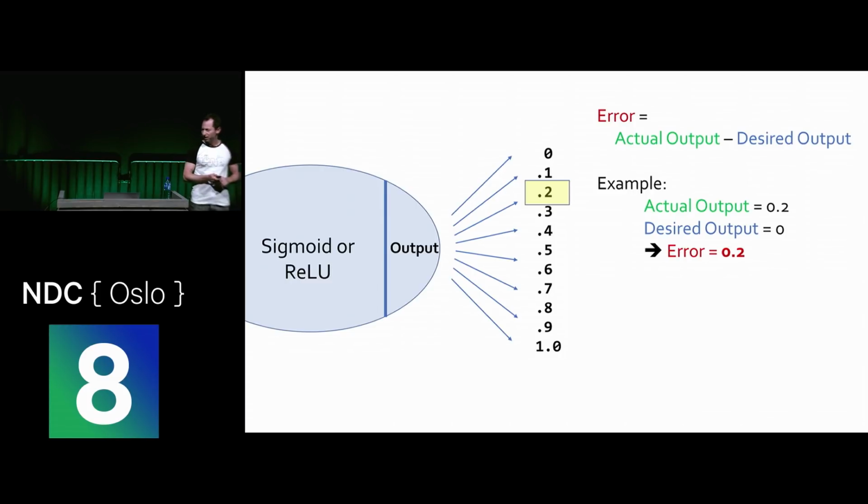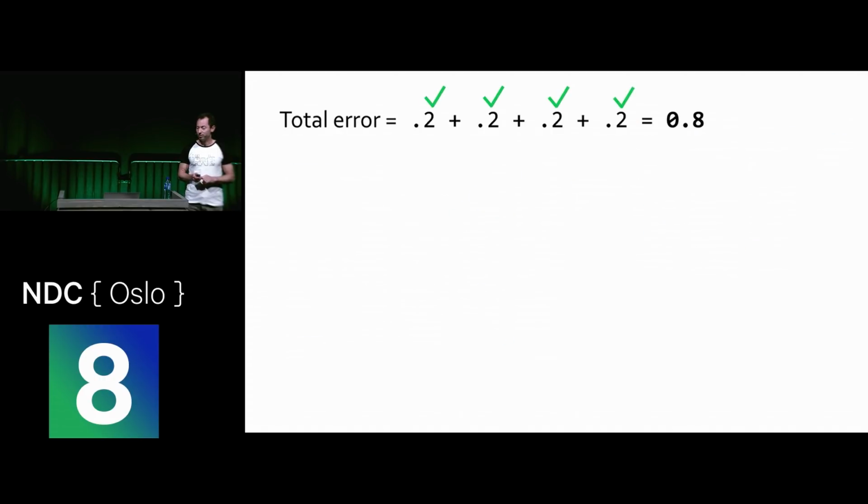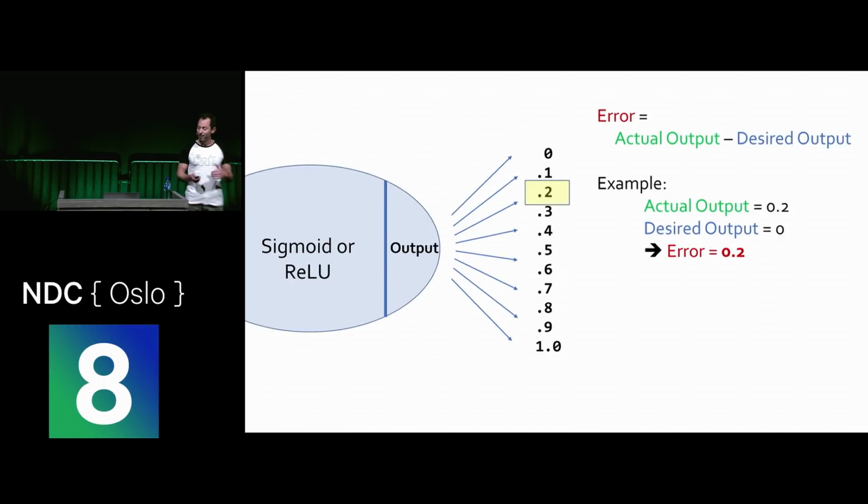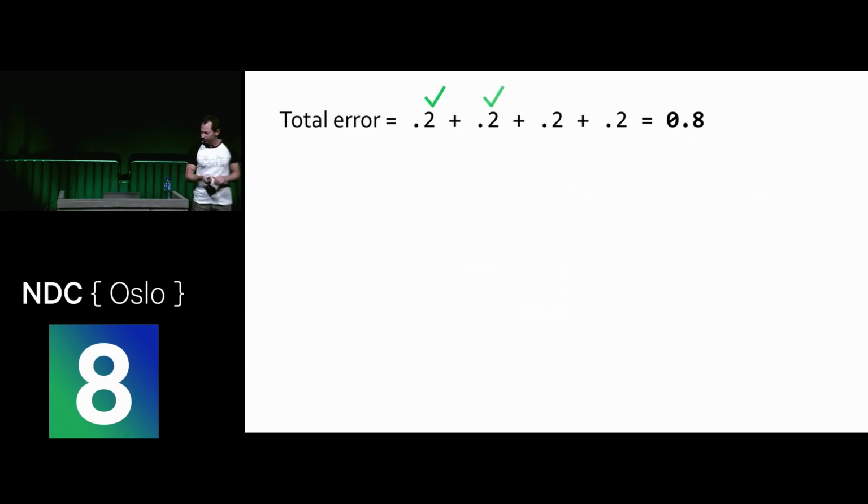Imagine this is one training sample. Imagine our other 3 training samples, we get exactly the same output. We get 0.2 for all of them, and imagine that the correct answer is 0 for all of them. So it got all of them correct, we have an error of 0.2 for all of them. Right? If the error is less than 0.5, we get it right. If the error is more than 0.5, we get it wrong. So in this case, for all 4 of them, the error is 0.2 and we got them all correct.